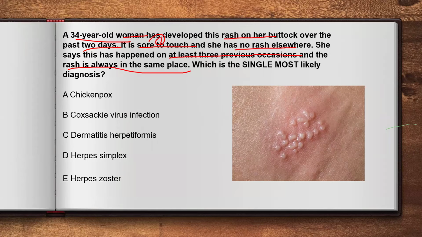What comes in your mind? Don't look at the options. Just what comes in your mind? Sore rashes. What comes in your mind in a young female occurring in the same place? Very good, Dr. Zoha. Herpes comes to mind. What else? There are other options of sore rashes. Can anyone tell me what are other sore rashes?